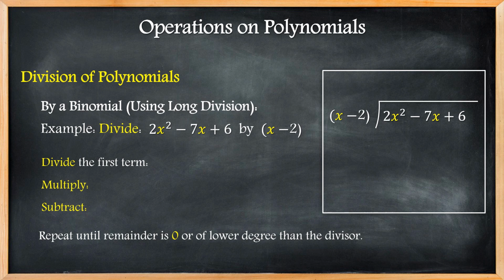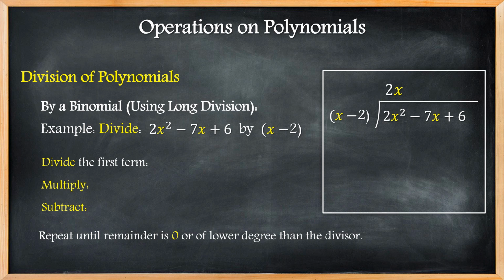Here's our first example. We need to divide 2x squared minus 7x plus 6 by x minus 2. Let's break this down step by step. Step 1. Divide the first term. We start by dividing the first term of the polynomial, 2x squared, by the first term of the divisor, x. 2x squared divided by x gives 2x. This 2x is the first term of our quotient.